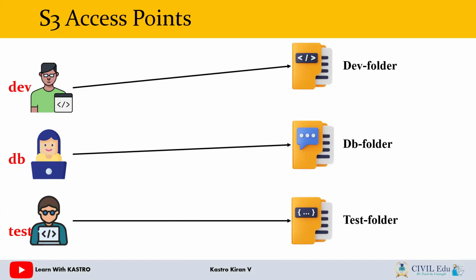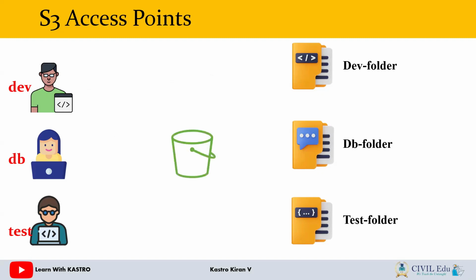Now, whenever a developer wants to access the bucket, they can access the bucket, but whatever the dev folder is there, they should be able to make changes only in the dev folder. Whatever the database team that is available, they have to access the bucket, but the scenario is they should be able to access only the database folder. That's the scenario here. Now the scenario is very simple.